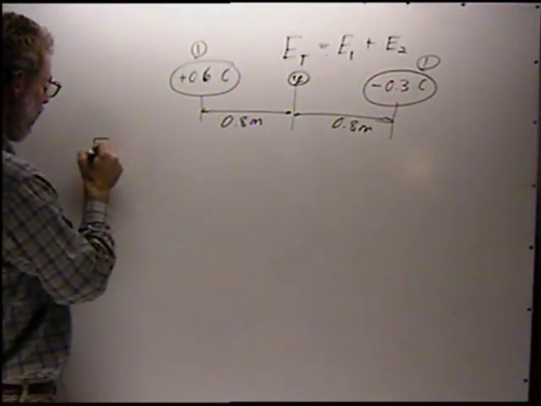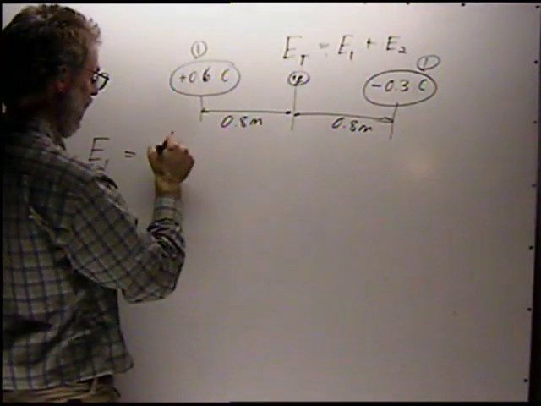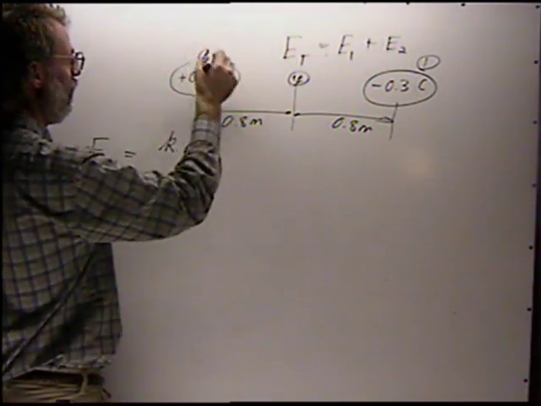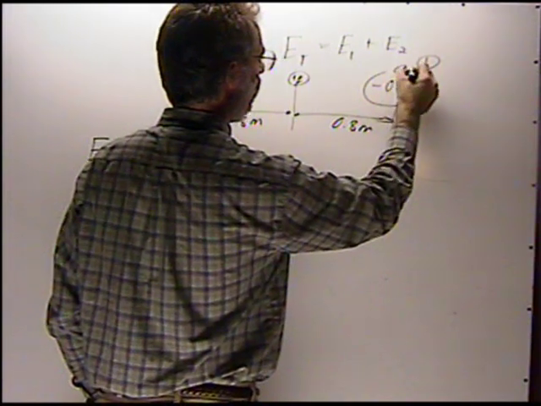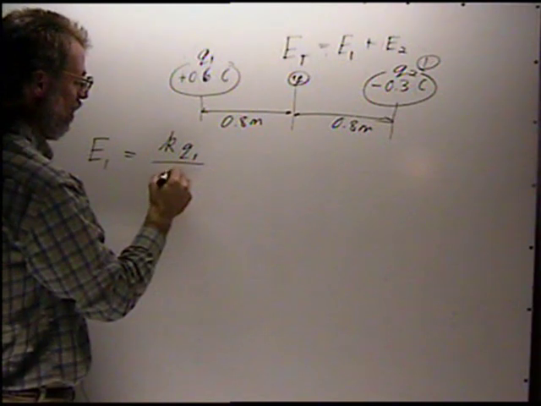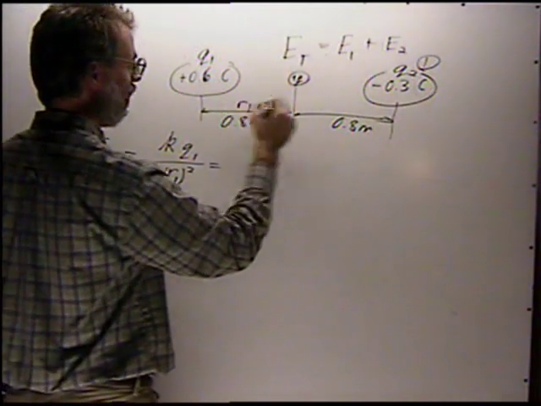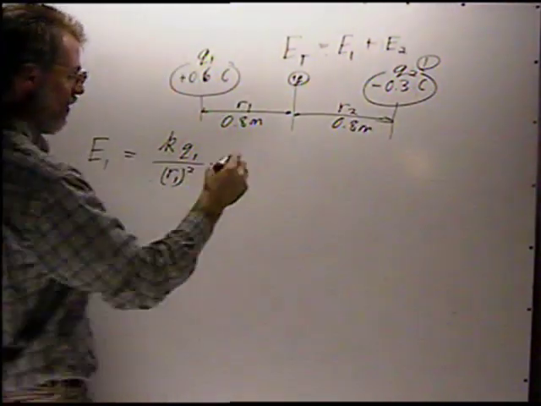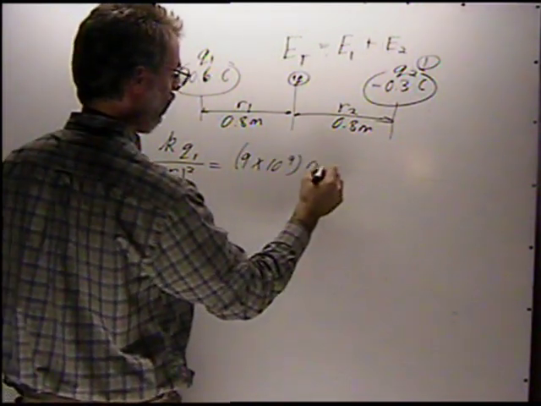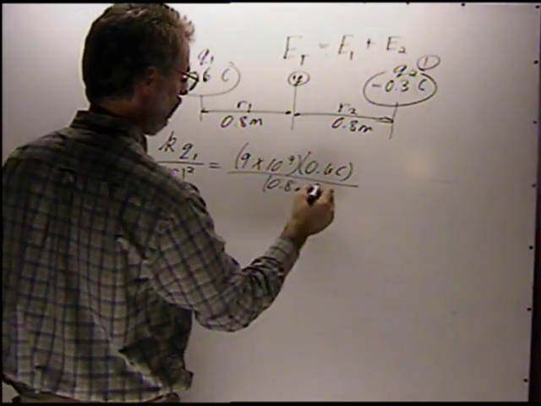The electric field generated from number 1 at here would be simply K Q1 divided by R1 squared. This is R1, this is R2. So that would be 9 times 10 to the 9th, Q1 is 0.6 C, divided by 0.8 meters. We have to square that.